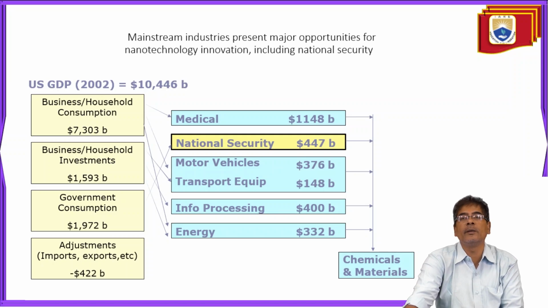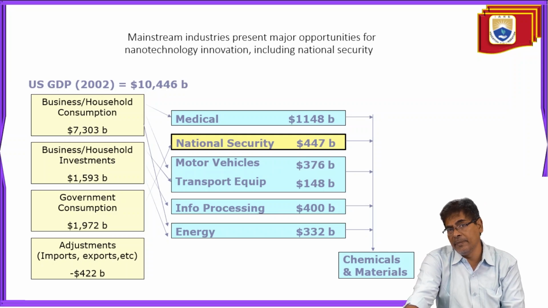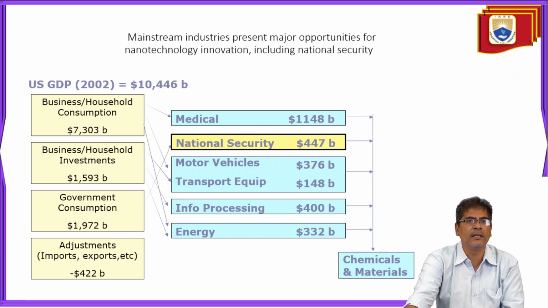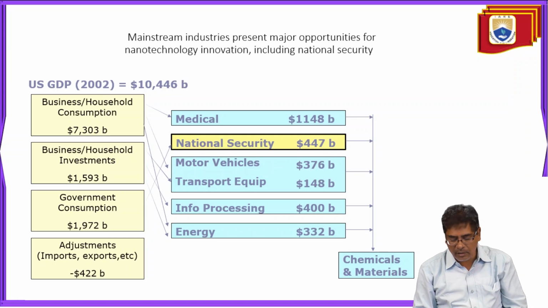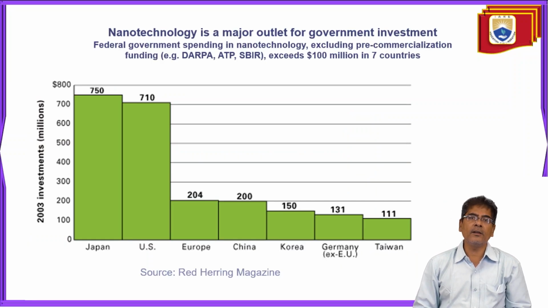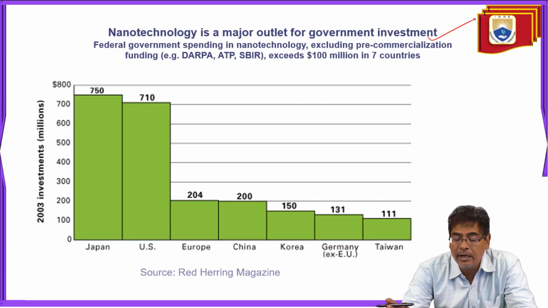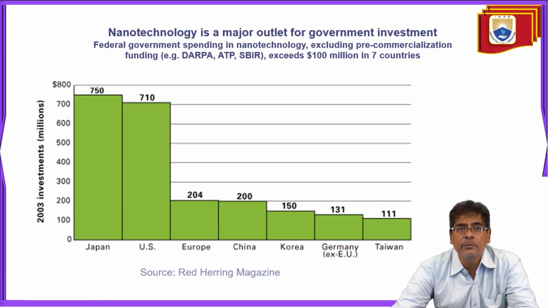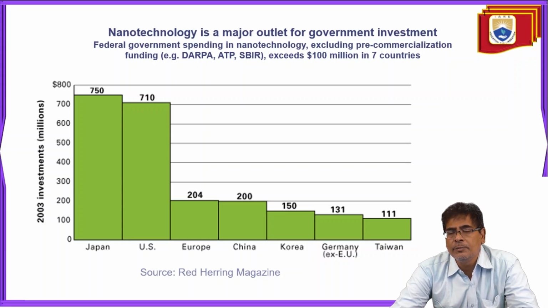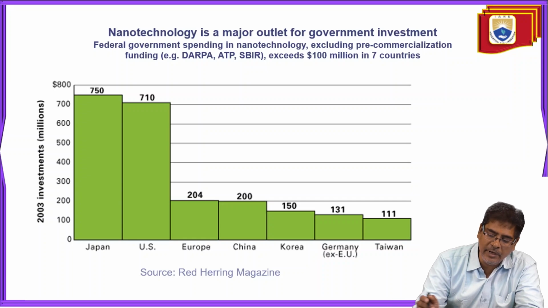So these are the chemicals and materials required for the fabrication of the materials in different sensor organizations. Right. So nanotechnology is a major outlet for central government investment. When we speak about federal government spending in nanotechnology, excluding pre-commercialization, the funding for pre-commercialization will be from different agencies like DARPA, ATP, and SBIR, which exceeds $100 million in 7 countries.